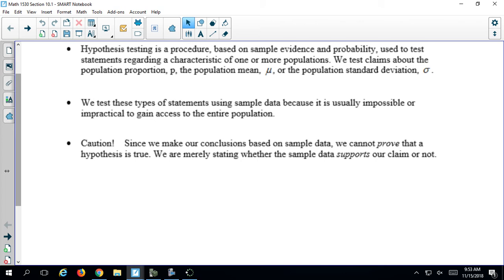You could not prove that I cheated just based on the sample. Just based on the fact that I got 85 heads out of 100, that does not prove that I cheated. Okay, it just means you've got a lot of evidence that points that way. Does that make sense? Because it's still possible that I didn't cheat, that I just got really lucky and got 85 heads out of 100. It's possible that happened. It's just very, very, very, very rare, right? That's what makes us skeptical of it.